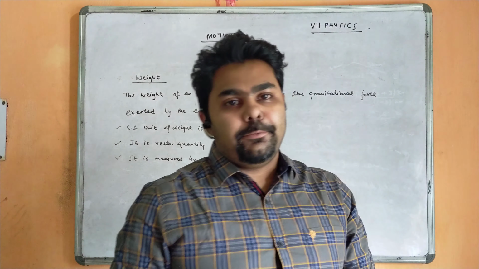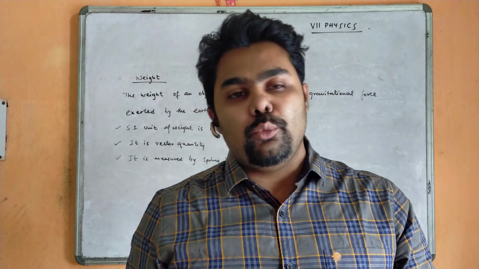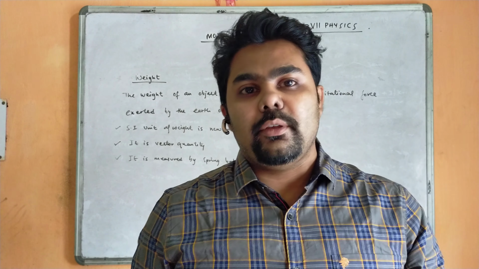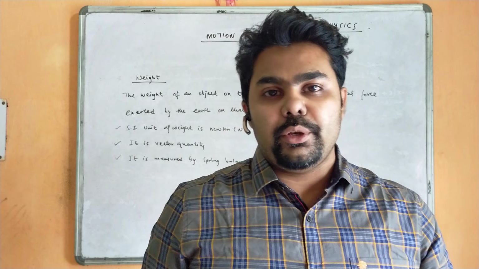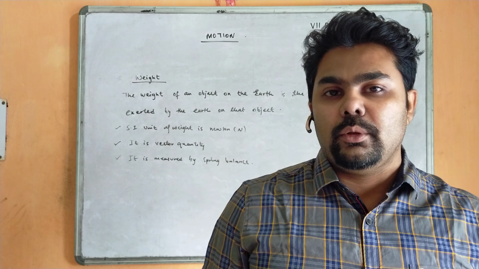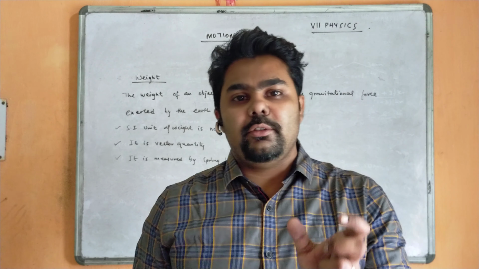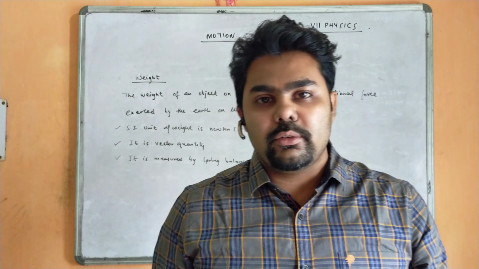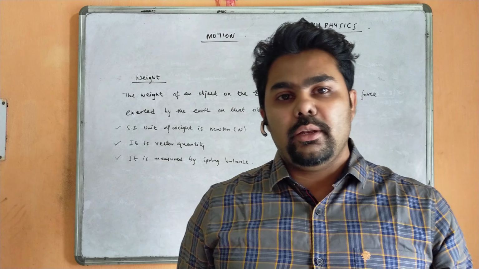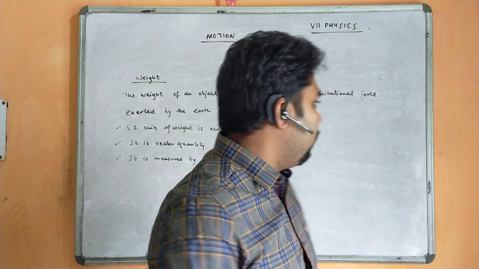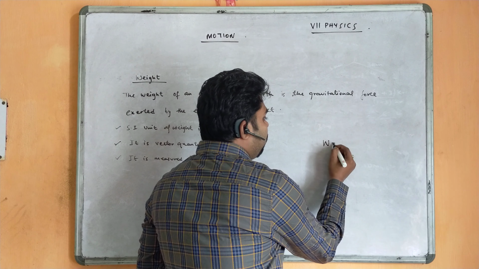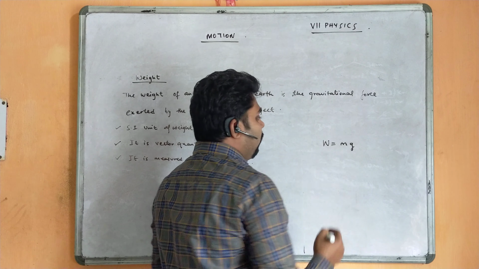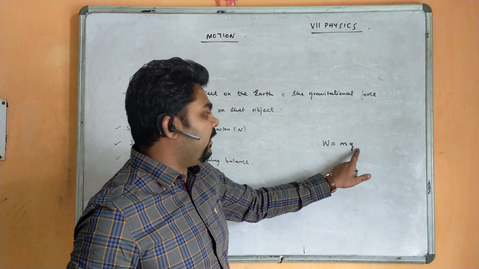Do not get confused with mass and weight to be the same. Mass is a scalar quantity whereas weight is a vector quantity. Whenever mass is multiplied with acceleration due to gravity, it becomes weight. The weight formula is W = mg, where m is mass and g means acceleration due to gravity.